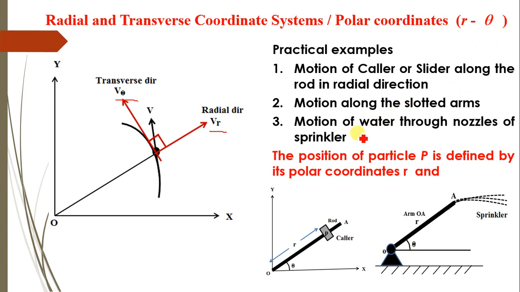Then next is the motion of water through the nozzles of a sprinkler. Like here, this is an arm or the nozzle, through which the water sprinkles. So this is also an example of the radial and transverse coordinate system. The position of the particle P is defined by the polar coordinates r and theta in case of these different types of practical things.